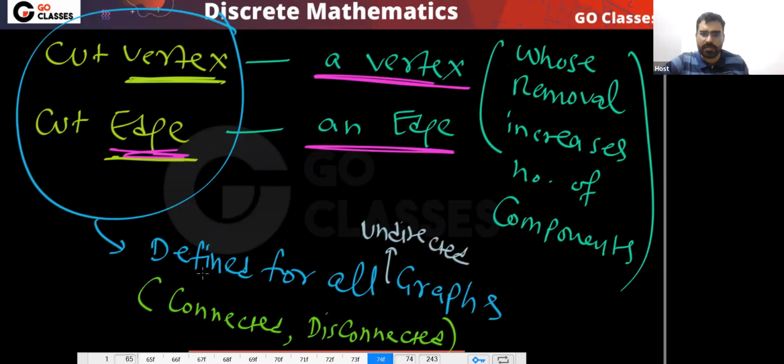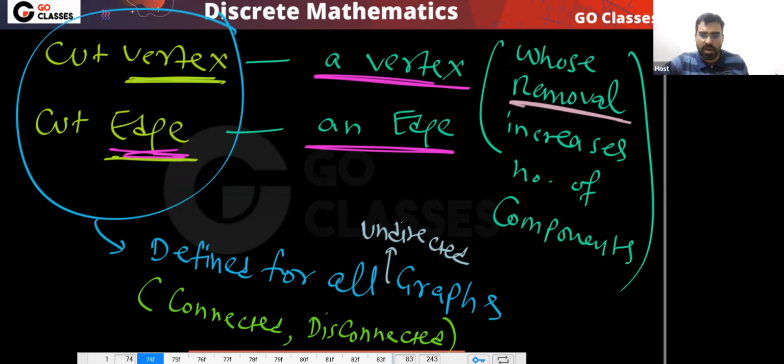So the concept is very simple. These are defined for all undirected graphs, connected or disconnected. It simply means that whose removal will increase the number of components. Just check the number of components. Is the number of components increasing? If it is increasing, then that is very good.